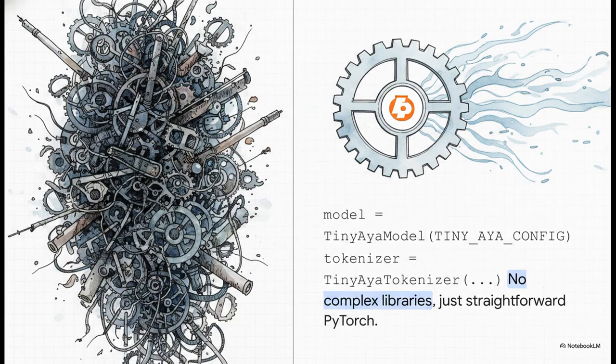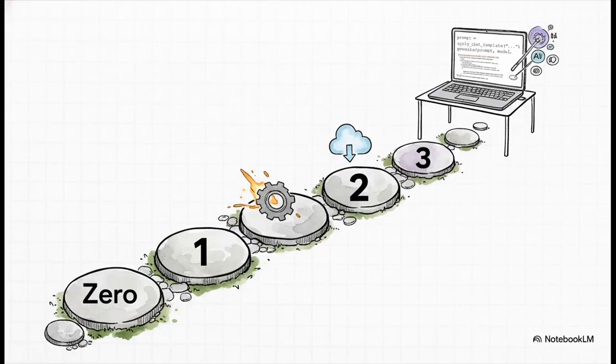Step 2 is just as easy. You fire up the model and the tokenizer using the classes they provide right there in the notebook. And the thing I really love here is that it's not buried under tons of complex libraries. It's just clean, simple PyTorch. So refreshing. And finally, step 3. You format your prompt using their chat template, you call the generate function, and that's it. 1, download. 2, load. 3, generate. In just those 3 little steps, you've got this seriously capable multilingual AI running right there on your own machine.